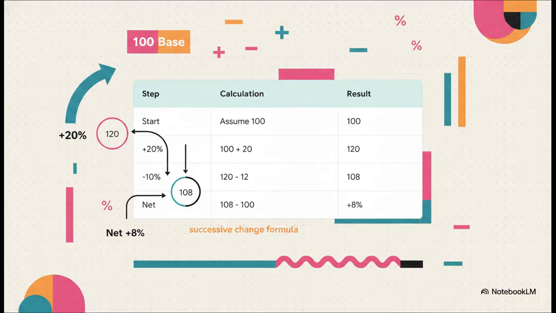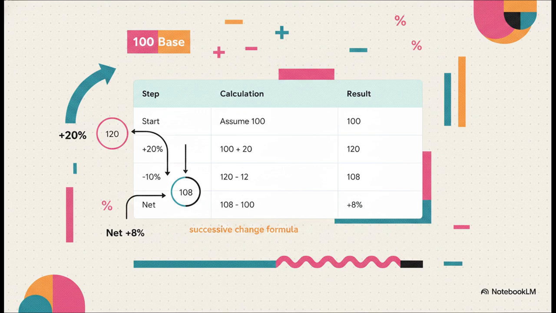We use what's called the 100 base method. Basically, whenever a quantity changes by multiple percentages, just assume the initial starting value is 100. It makes everything so much easier. So, we start at 100. A 20% increase bumps us to 120. Now here is the trick. That 10% decrease applies to the new number, 120, and 10% of 120 is 12. So 120 minus 12 leaves us at 108, meaning the net change from our original 100 is an 8% increase.